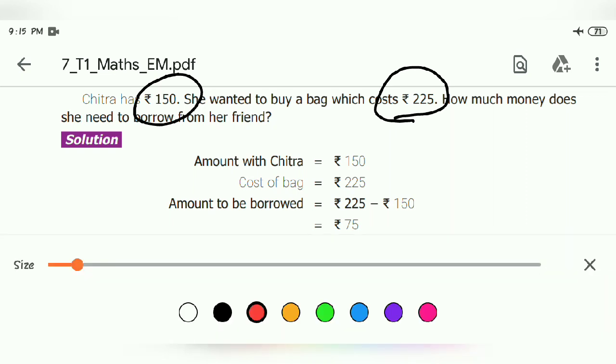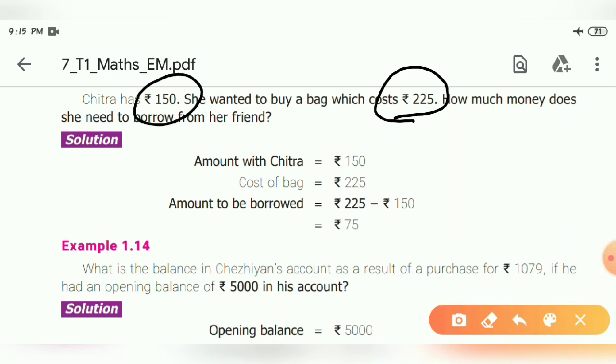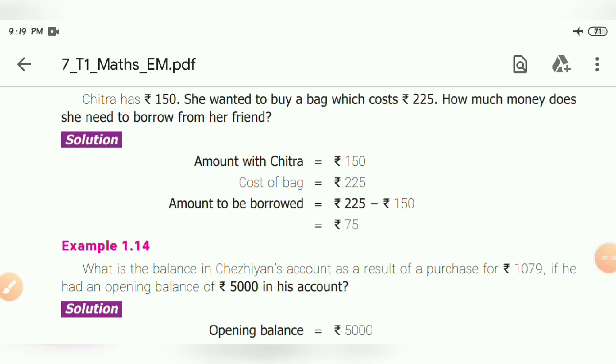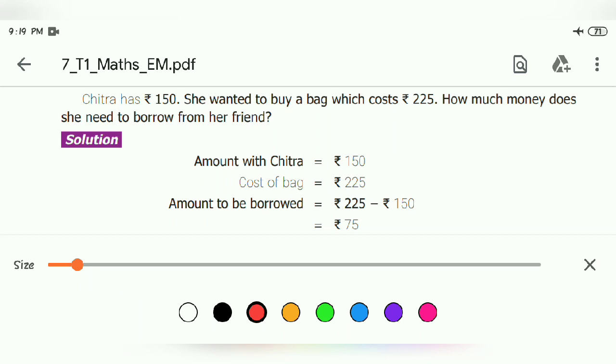First, write the statement. Amount with Chitra is 150. She got only 150, no? Next, write the cost of the bag. Cost of the bag is given in the question, 225 rupees. The cost of the bag is higher than the amount she had, so we subtract the smallest number from the biggest number. So, amount to be borrowed equals rupees 225 minus rupees 150. Already you know the subtraction, but don't worry. Once again, listen to the subtraction problem.